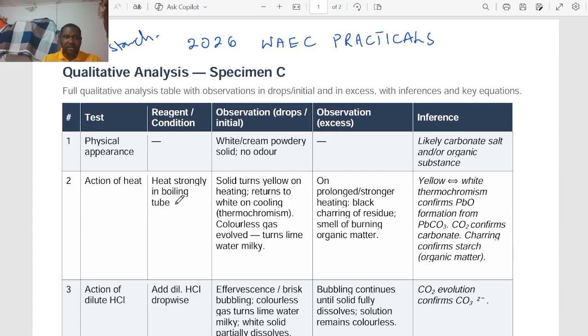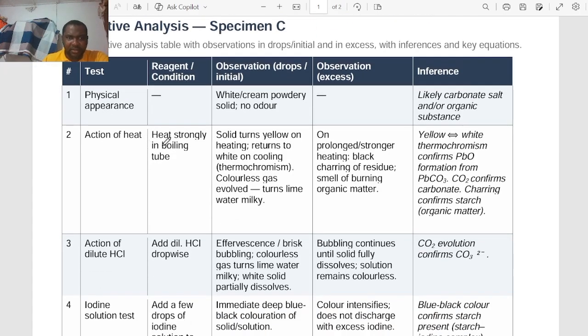In this case here, action of heat. So the heat, this is the condition. You heat strongly. If you heat strongly, the solid will turn yellow on heating and return to white on cooling. Okay, we call that thermochromism. So a colorless gas will be involved. Definitely, I already mentioned that. And that colorless gas will turn lime water milky.